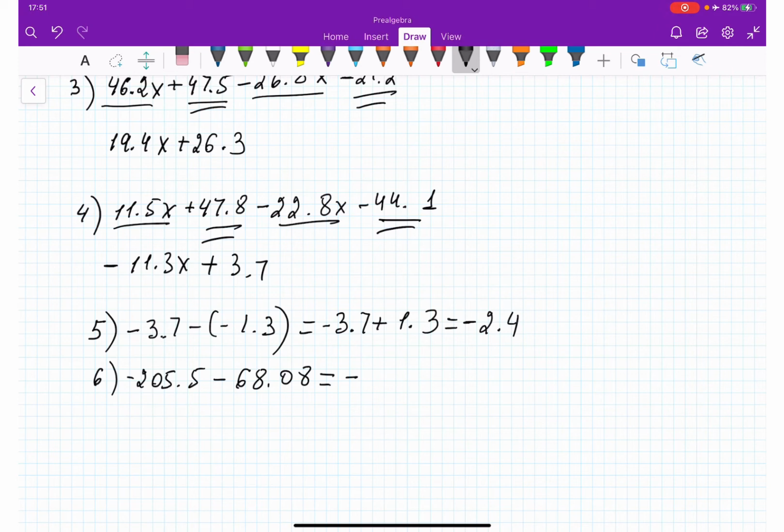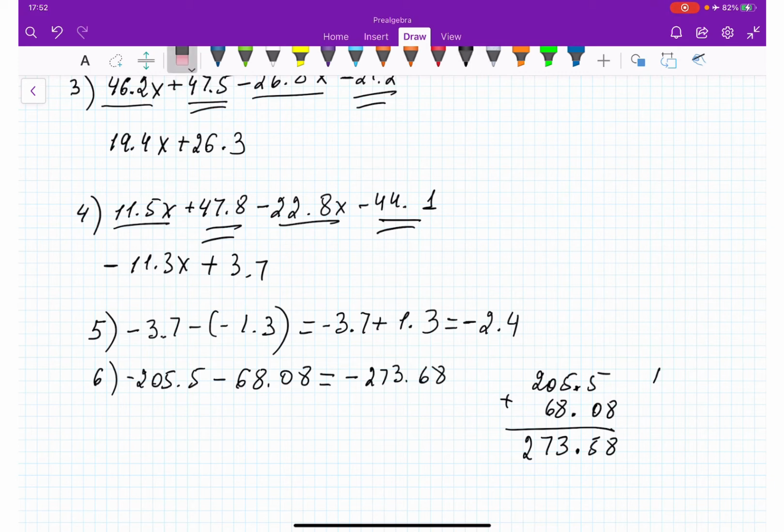Okay, so both of them negative, that means we need to add 205.5 plus 68. See, I'm making sure the decimal points are lined up one after another. And 0, 8. So if I add, this 8 stays here, 5. That 5 plus 8 is 13, 1 in mind. Here is 0 plus 6 is 6, and 1 is 7, 273.68. All right.